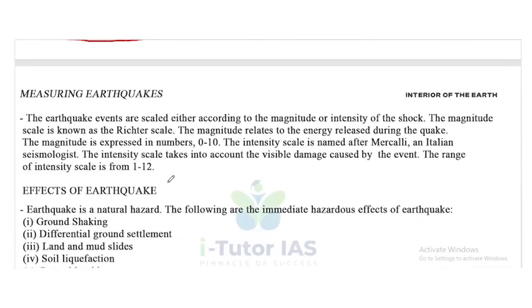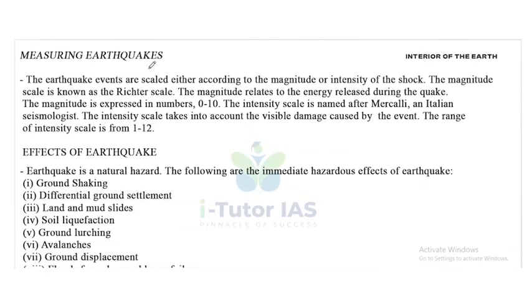Now, measuring earthquakes. Earthquake events are scaled either according to the magnitude or intensity of the shock. The magnitude scale is known as the Richter scale. The magnitude relates to the energy released during the quake. The magnitude is expressed in numbers, that is 0 to 10. The intensity scale is named after Mercalli, an Italian seismologist. The intensity scale takes into account the visible damage caused by the event. The range of the intensity scale is from 1 to 12.